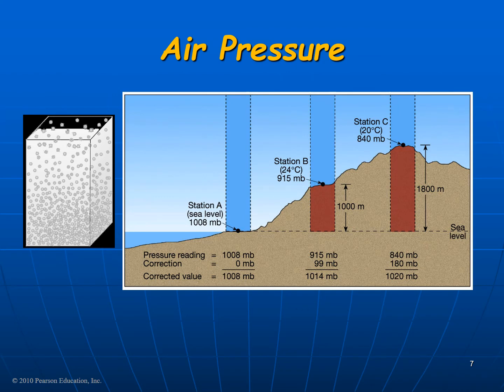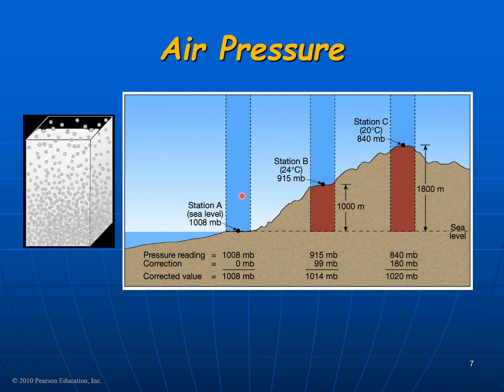Now, why do we have air pressure? Air consists of many gases which have molecules. Molecules have mass. So all the weight of this mass will exert a force on the Earth's surface. So it will have a pressure here. So the pressure of air is due to the weight of air on the surface of the Earth.